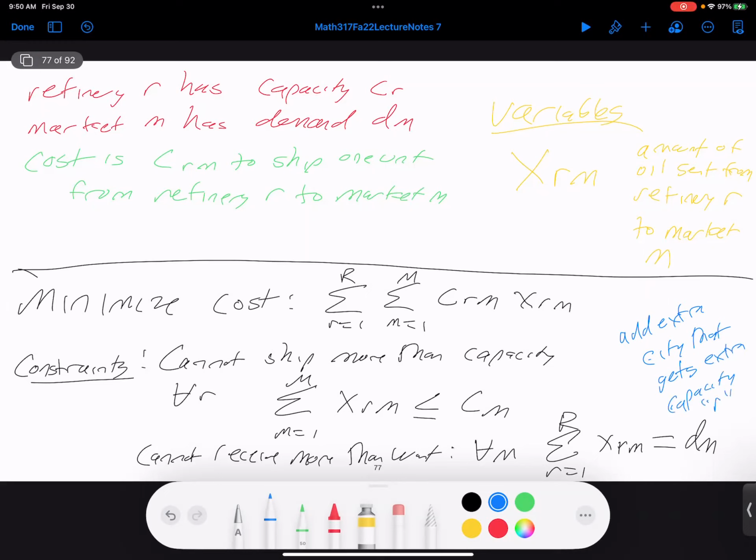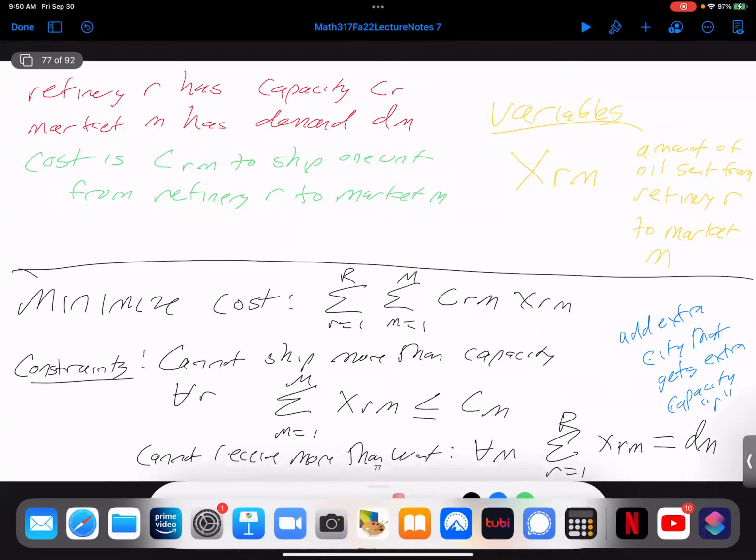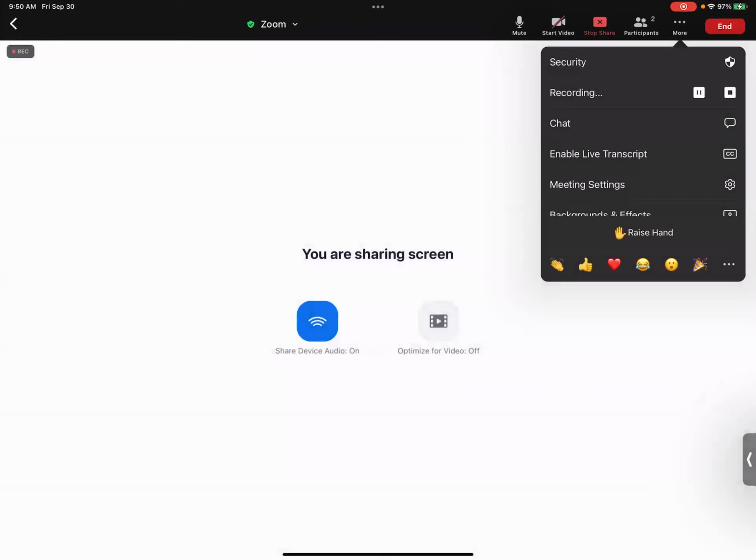In fact, just make that extra city the refinery itself. And what will be the cost of shipping to yourself? Zero. So you can add just an extra city, but then you might have to change a little bit what its demand is, or maybe you don't care about getting its demand. All right, so this is a good place to stop. We started to see today how you actually set up the problems that we're looking at. And in the next class, we'll start figuring out how to actually solve them.